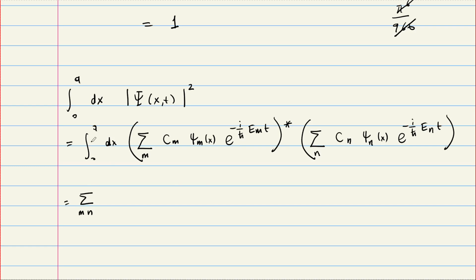Now I take the sums over m, n outside. I have integral from 0 to a dx. I have Cm star, Cn, psi m star of x, psi n of x. So this, because of conjugation, becomes e to the i over h bar times Em minus En, t.